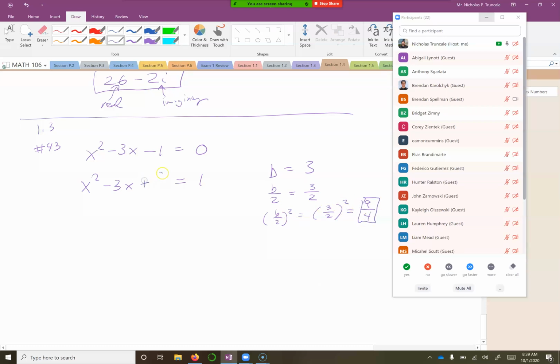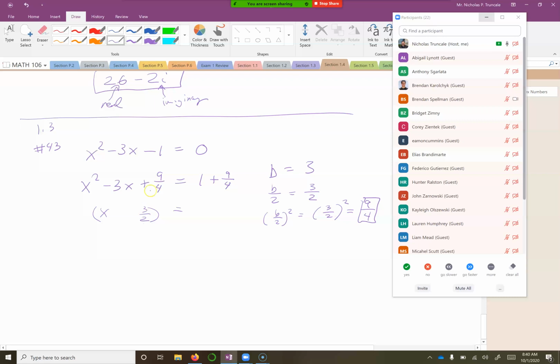We're going to add 9/4 to both sides of the equation. Now, by doing this process, what that allows the left side to look like is a perfect square. You could take the square root of x squared and get x, and you could take the square root of 9/4 and get 3/2.